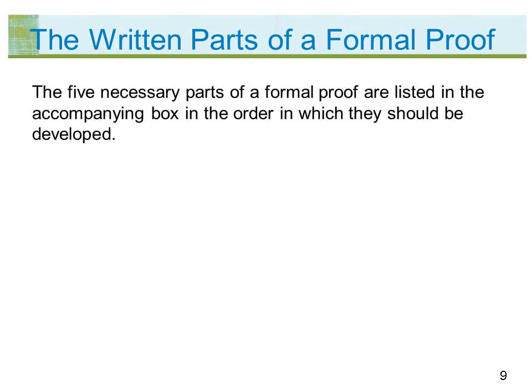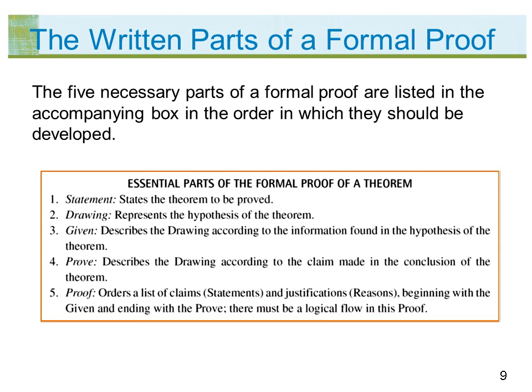The 5 necessary parts of a formal proof are listed in the accompanying box in the order in which they should be developed. Essential parts of the formal proof of a theorem. Number 1. Statement. States the theorem to be proved. Number 2. Drawing. Represents the hypothesis of the theorem. Number 3. Given. Describes the drawing according to the information found in the hypothesis of the theorem. Number 4. Prove. Describes the drawing according to the claim made in the conclusion of the theorem.